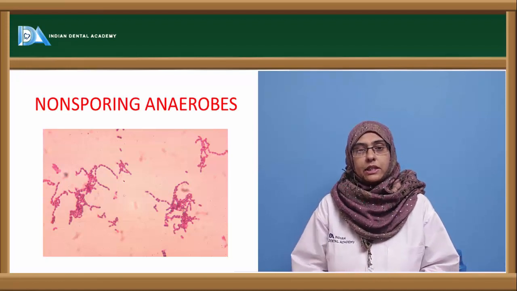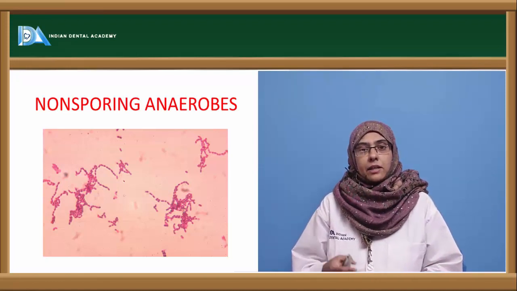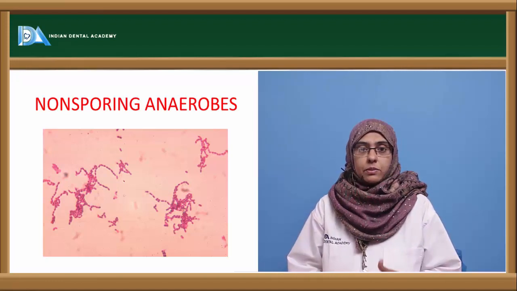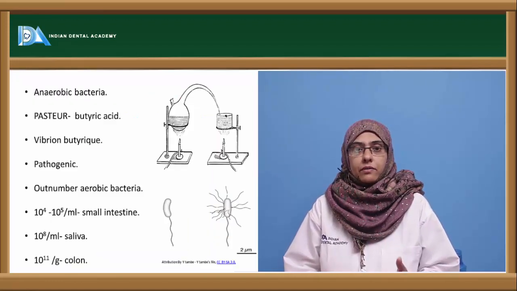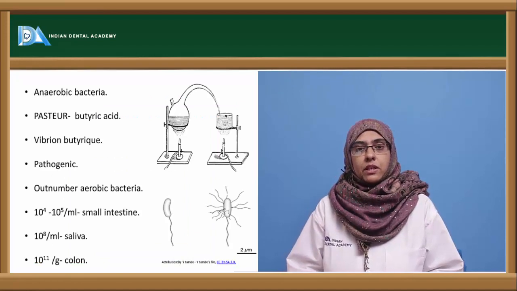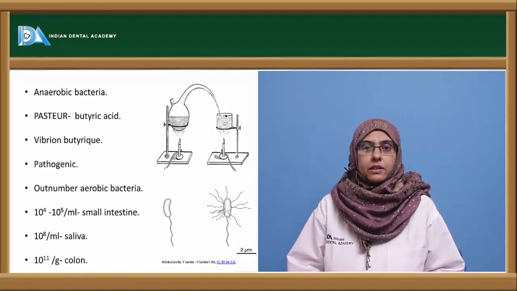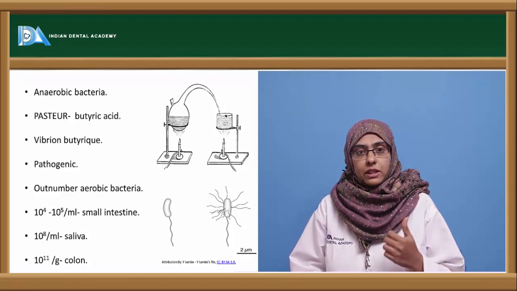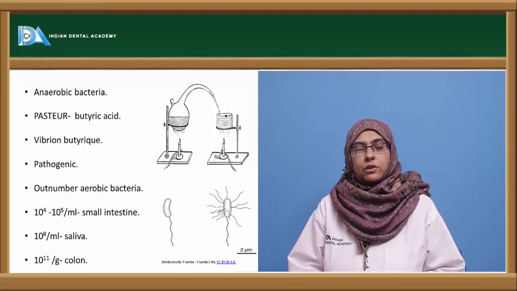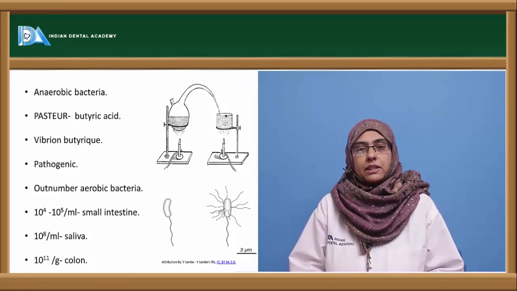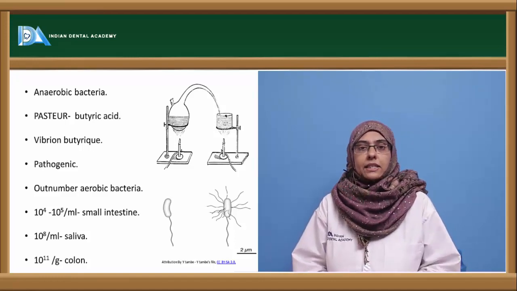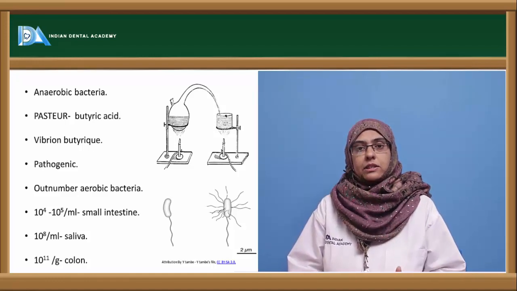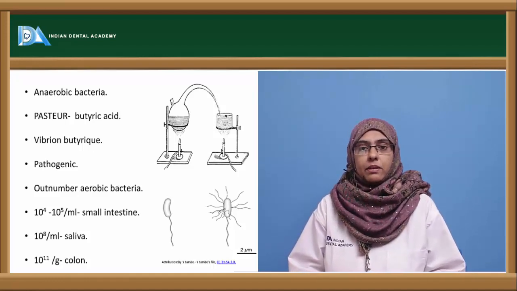organisms. These organisms are called anaerobes, and their importance became known with the work of Louis Pasteur, who was working on a problem that the French industry was facing with the souring of wine. During his study of the souring of wine, he found that there are certain bacteria that are able to produce acid in the absence of oxygen, and these organisms were given the name anaerobic bacteria.